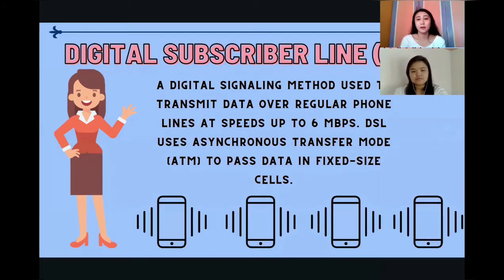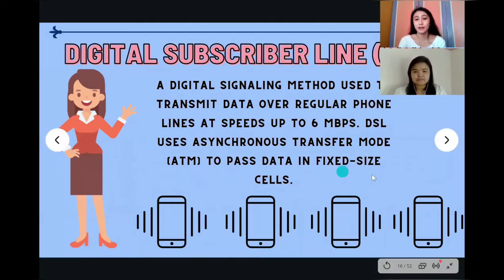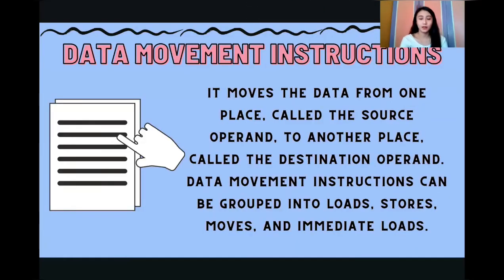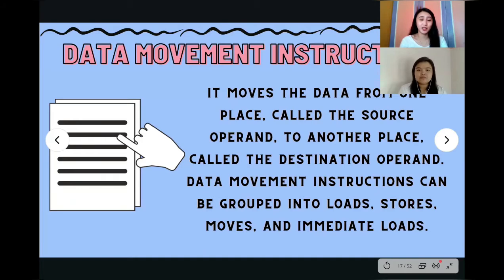DSL, a digital signaling method used to transmit data over regular phone lines at speed up to 6 Mbps. DSL uses asynchronous transfer mode to pass data in fixed size cells. So that's it for the DSL, for the input and output devices. So moving on to data movement instructions.